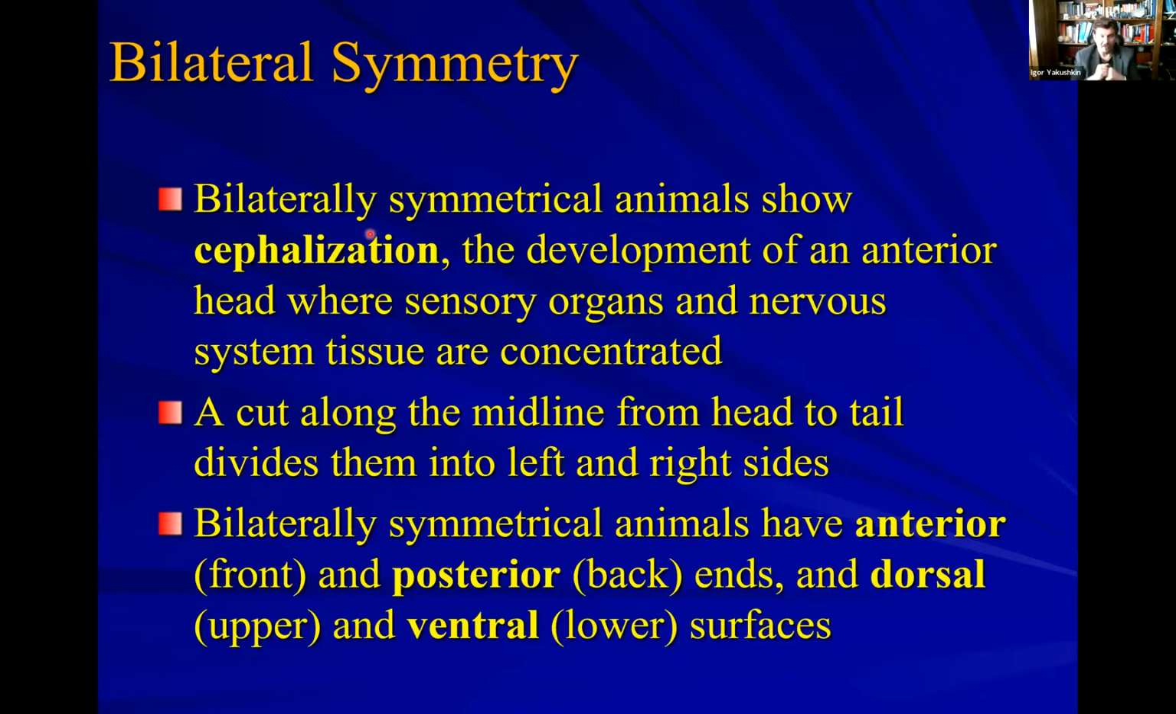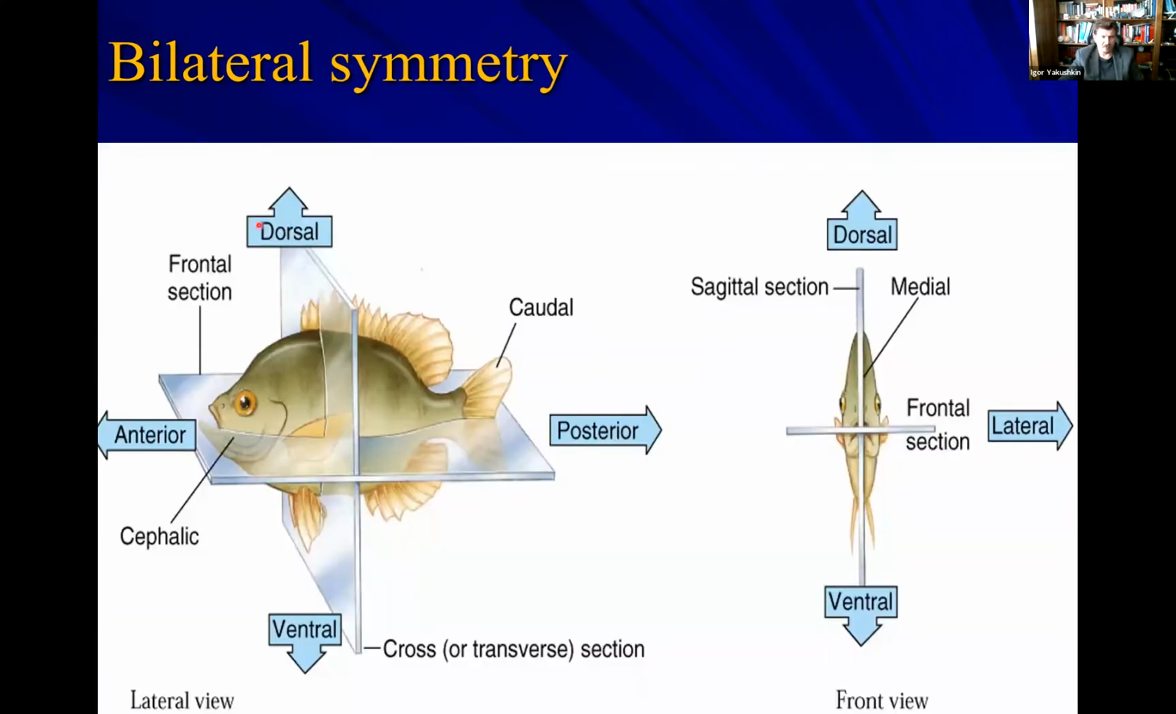Yet we have those particular heads, convergent evolution. So bilateral symmetrical animals will have anterior, the front end, the posterior, the back end, dorsal, the upper part, and ventral, the lower surfaces. Here we have the dorsal, basically the back side, and the ventral, the stomach side.